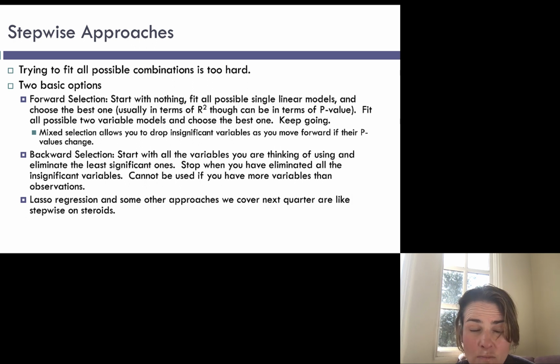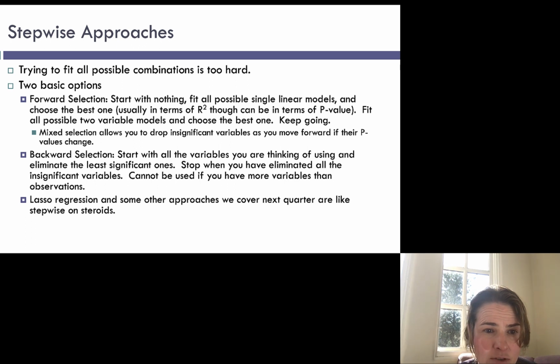Backward selection works the way you would expect. It's the opposite. You take all the variables you have or are thinking of using, and you eliminate the least significant ones. And you stop when you have eliminated all the insignificant variables. If you don't have the degrees of freedom for it, you can't do this. So if you have a lot of variables and not a lot of observations, you can get into trouble trying to use backward selection.